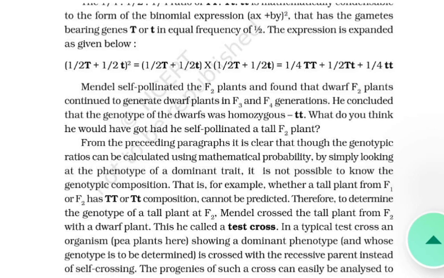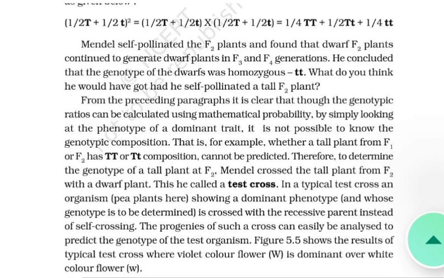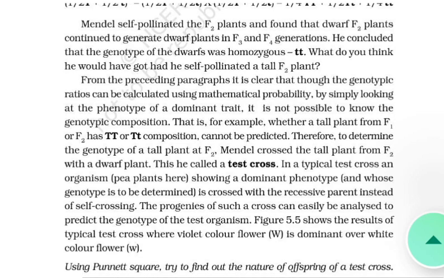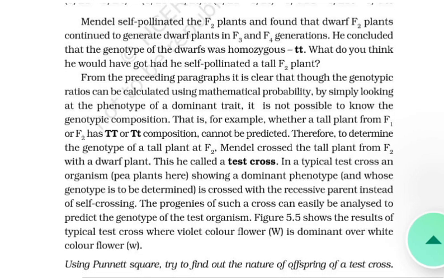So I am repeating it again. Whether a tall plant from F1 or F2 has capital T capital T or capital T small t composition cannot be predicted. Therefore, to determine the genotype of a tall plant at F2, Mendel crossed the tall plant from F2 with a dwarf plant. What did Mendel do? He crossed the tall plant of F2 with a dwarf plant. This is called a test cross.